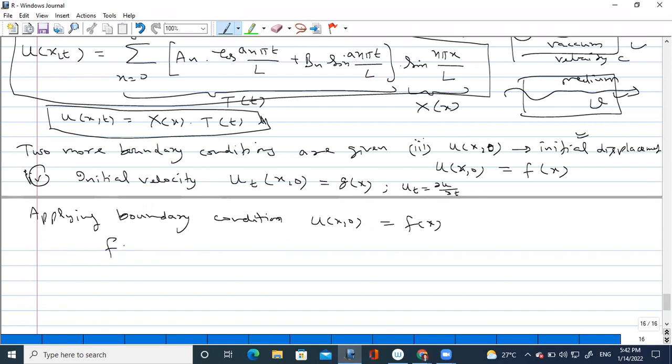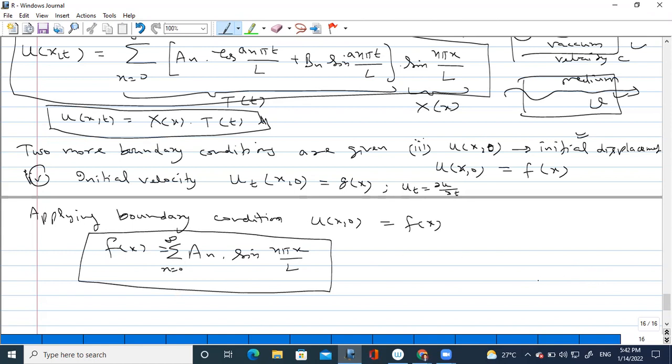So f(x) will be equal to summation n equal to 0 to infinity, an into sine n pi x by L. Okay, so this is the value of f(x). So like this you can find out f(x).